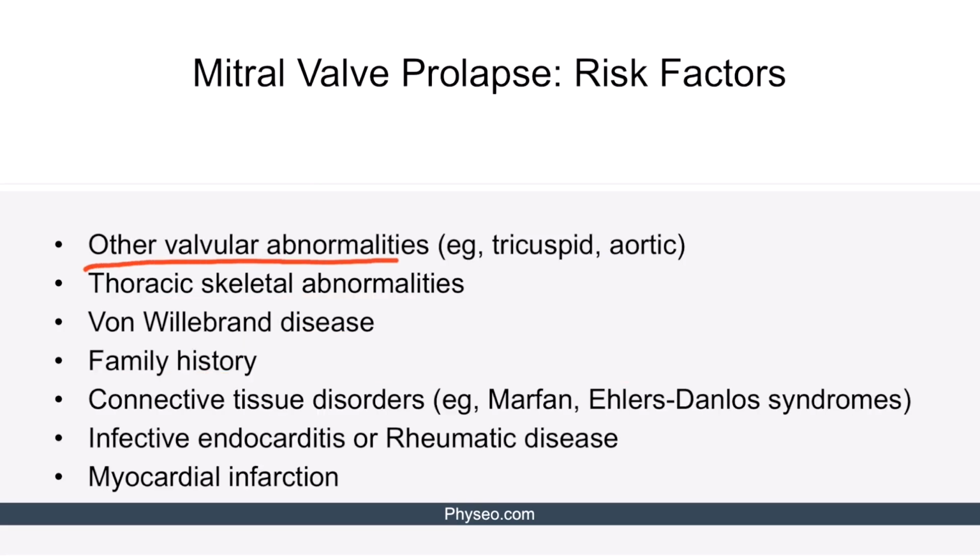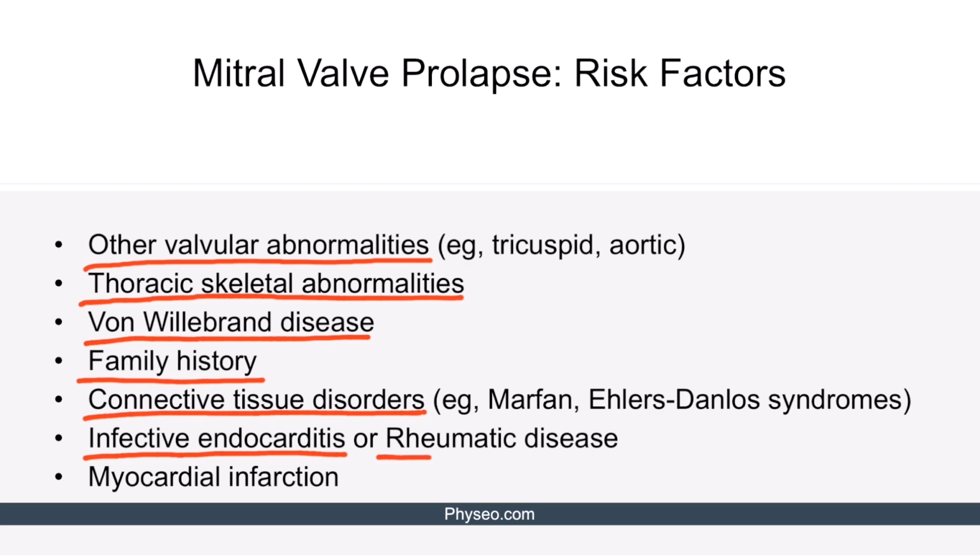Other valvular abnormalities are a risk factor for mitral valve prolapse, as they are often associated with this condition, primarily tricuspid and aortic valve defects. Risk factors also include thoracic skeletal abnormalities, von Willebrand disease, a family history of mitral valve prolapse, and connective tissue disorders such as Marfan and Ehlers-Danlos syndromes. Damage to the valvular apparatus can also come secondary to prior infective endocarditis or rheumatic disease, therefore increasing the risk for mitral valve prolapse to develop. Myocardial infarctions can also cause similar damage to cardiac tissues.